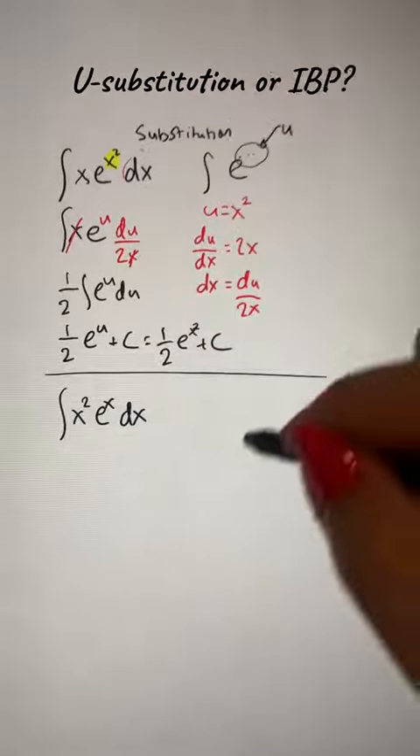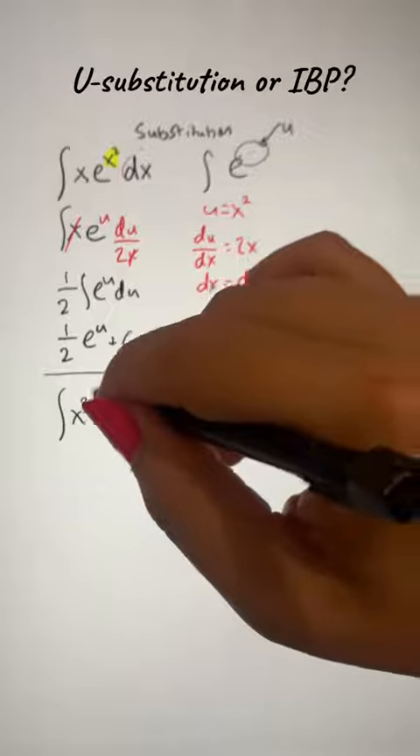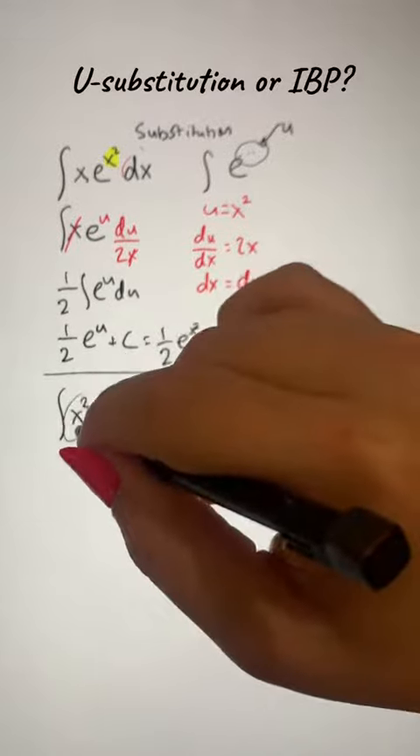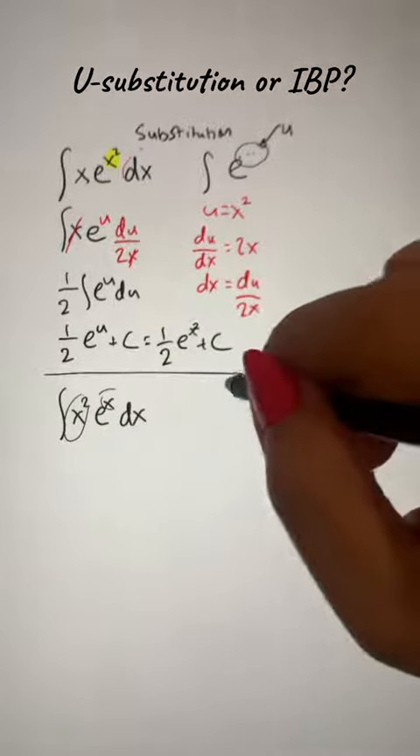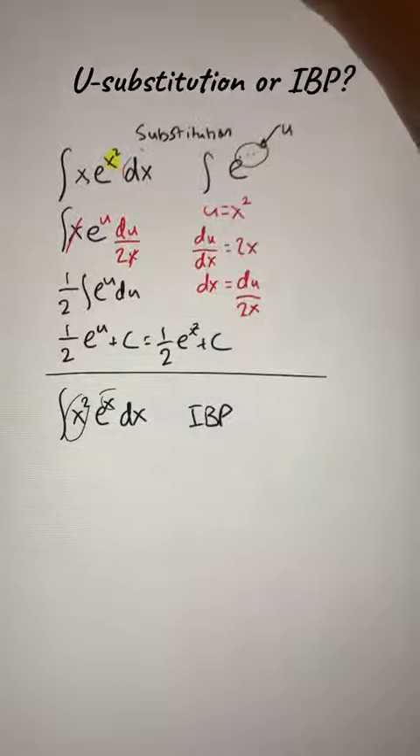In our second integral, if we take our u to be the power of e, which is just x, the derivative is 1, and that's not going to cancel the x squared. So we can't do that. If we take our u to be x squared, the derivative is 2x, but we cannot cancel the power of e. So we can't use u substitution. Therefore, we're going to be using integration by parts.